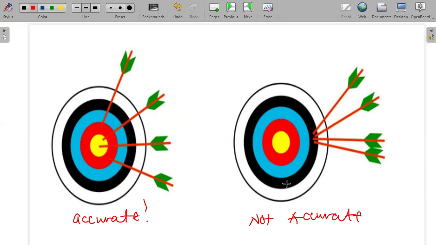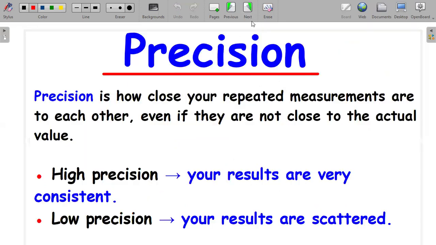All right, so we've defined accuracy. Let's now define precision. So precision by definition is simply how close your repeated measurements are to each other, even if they are not close to the actual value. So how close the repeated measurements are to each other, even though they are not close to the what? To the actual value.